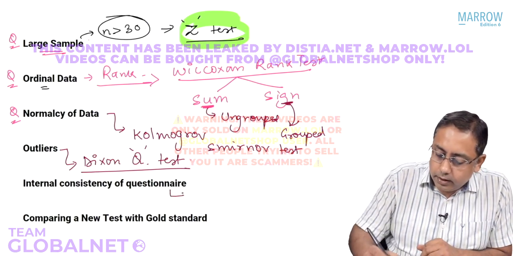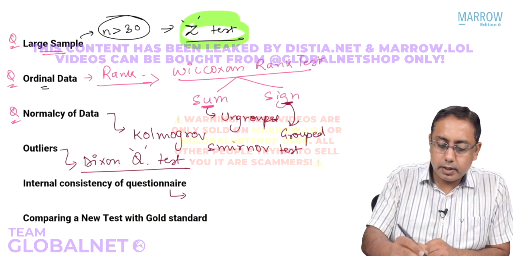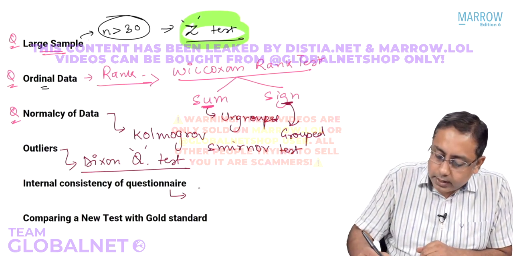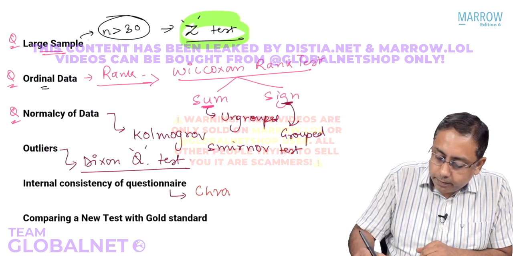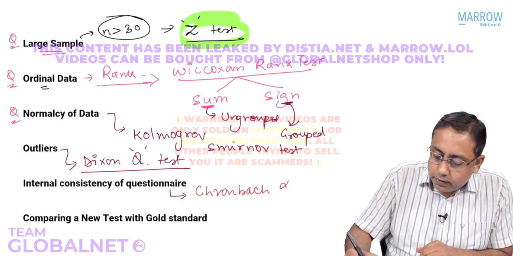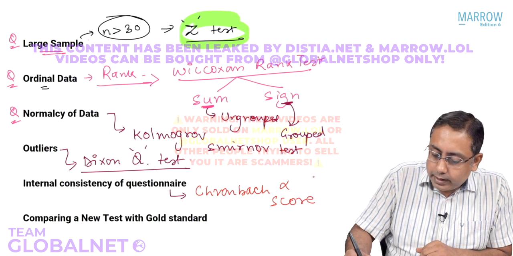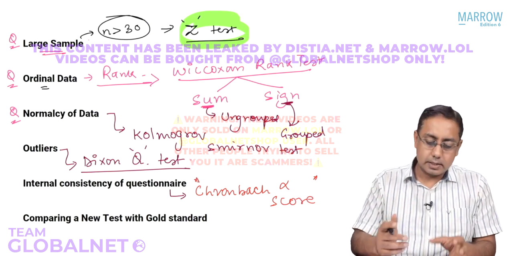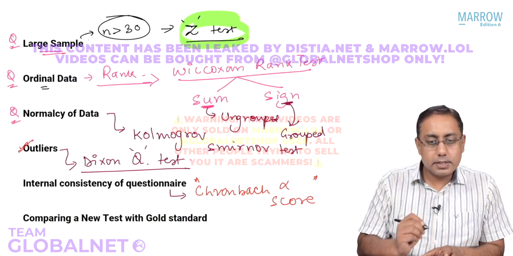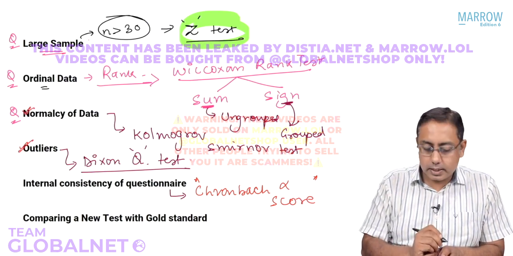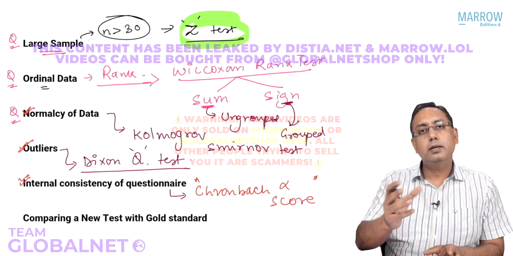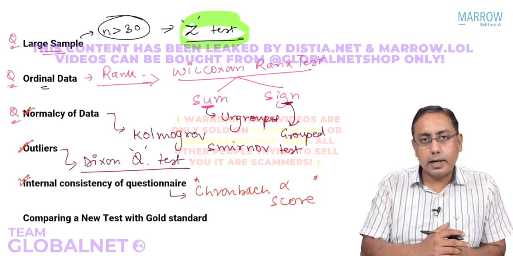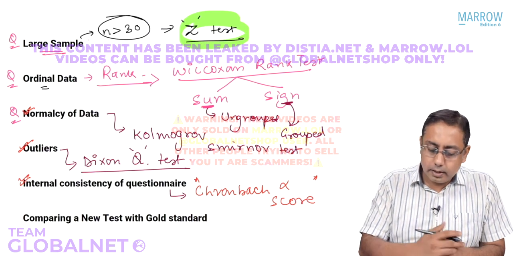How do you check the internal consistency of a questionnaire? Internal consistency of a questionnaire is checked by another test called the Cronbach alpha score. So these are technically not tests of significance. These are statistical tests. Dixon Q test is a statistical test. Normalcy of data is a statistical test. Internal consistency of the questionnaire is a Cronbach alpha score, that is a statistical test.